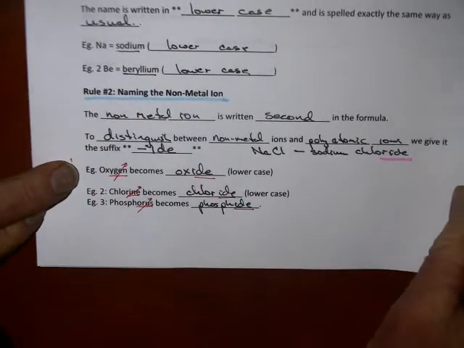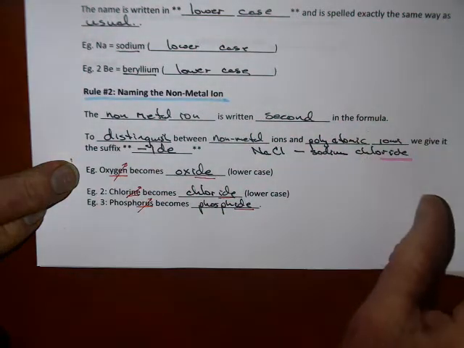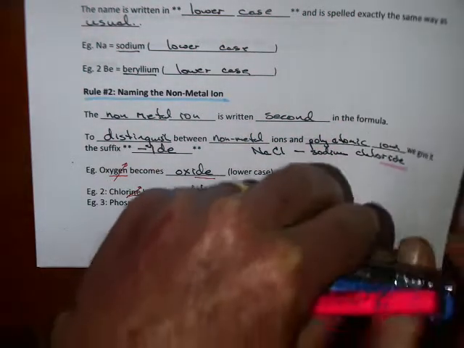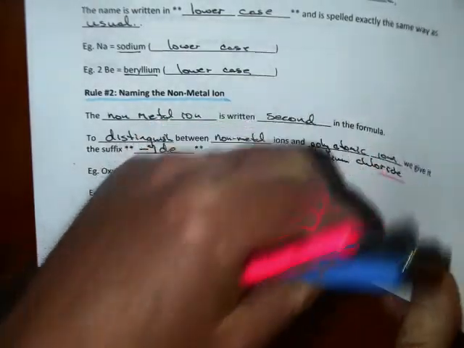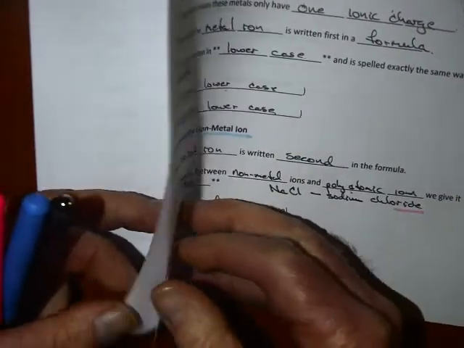This is one of those things where, as you use it, you become more and more familiar with it, and you start doing it automatically. You're not even thinking about it anymore. Okay? When we're naming polyatomic ions, this is different.